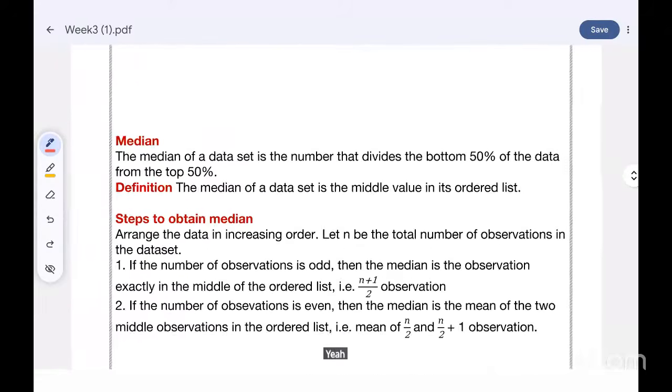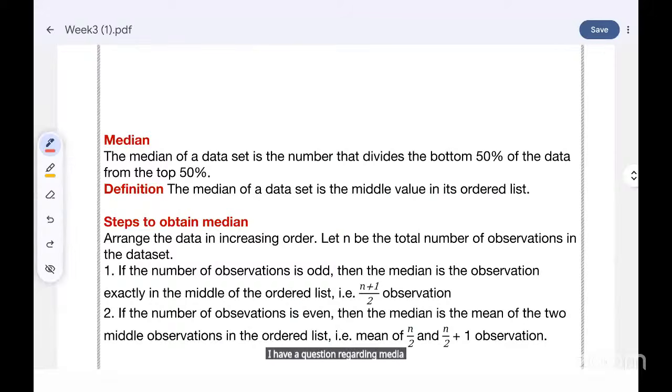I have a question regarding the median. When it comes to salary, why is the median prioritized over the mean?